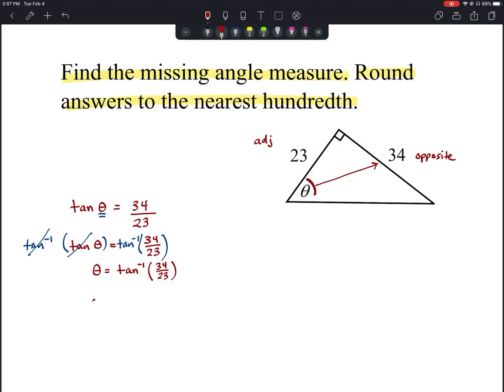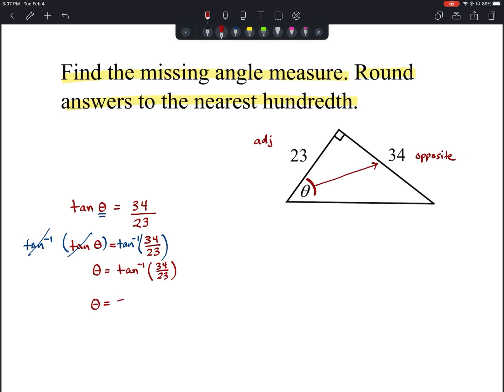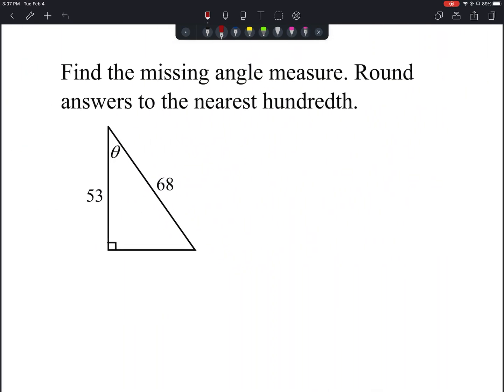So we've got theta was equal to, oh, I just forgot what I just said. 55.92, there we go, 55.92 degrees. And that would be our angle measure. All right, let's go on into trying another one here.